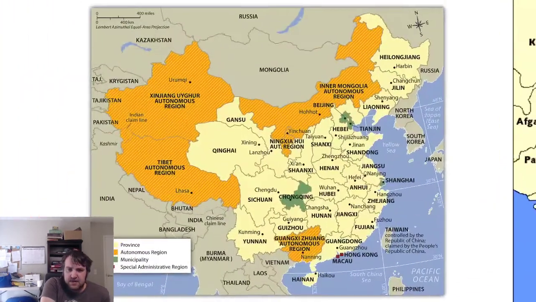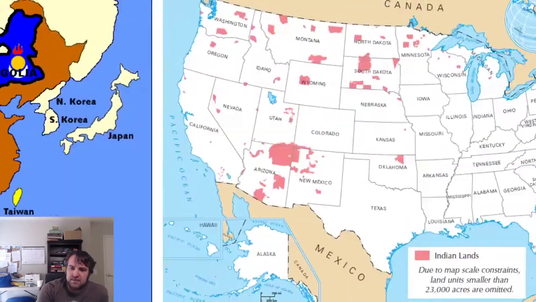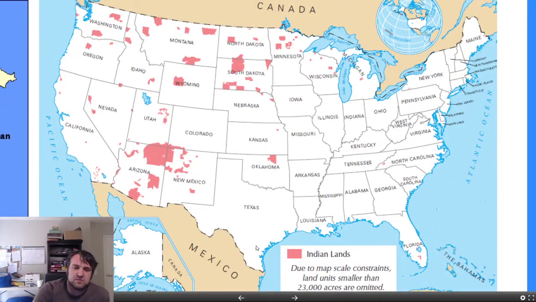So here we go. China's autonomous regions, Xinjiang, Tibet. Man, both these parts of China are not getting a lot of love from Beijing right now. And then Hong Kong, Macau, way down here by Guangzhou. Those also used to be colonies by Britain and Portugal, respectively. So they kind of have their own special rules. And then here in the United States, yep, this big reservation right here is the Dine Navajo Reservation.